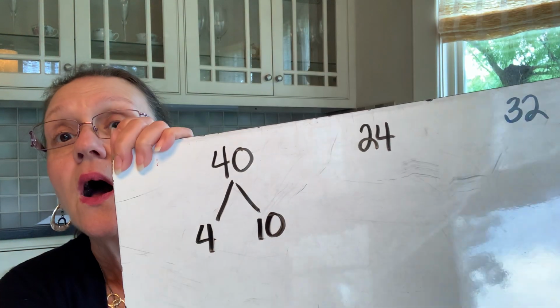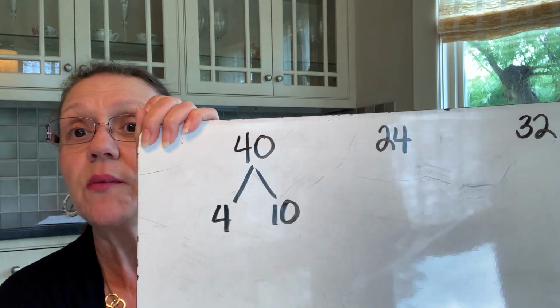So 40, two factors of 40 are 4 times 10. Factors of 4, 2 times 2. The 2's, are they prime? They are. So we circle them. Remember that? Circle the prime factors. Next, we go over to 10. What are two factors of 10? 2 times 5.